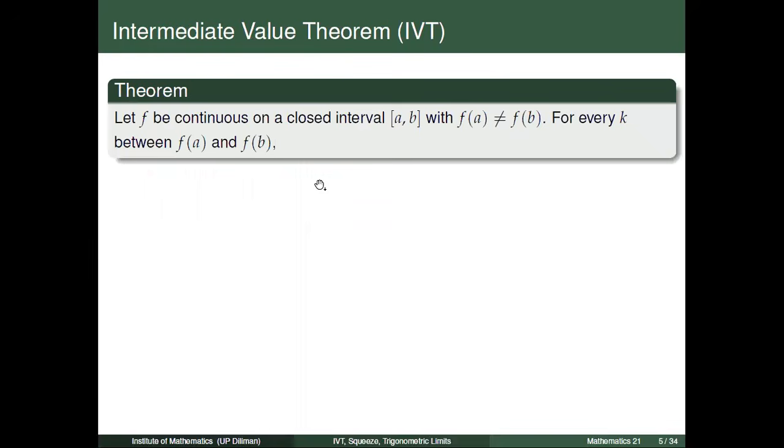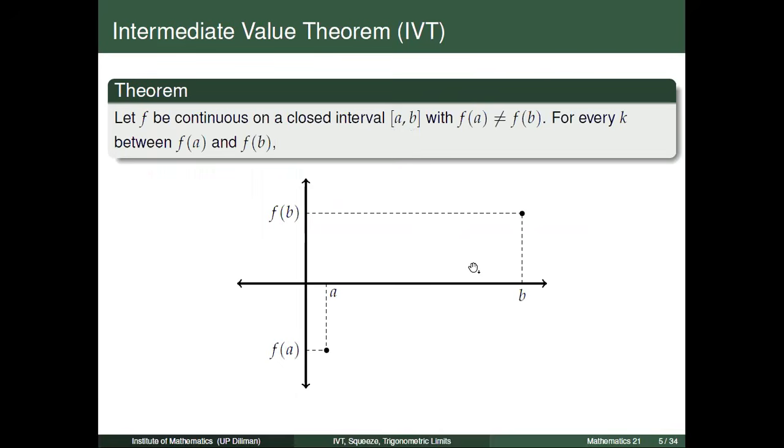Suppose f is continuous on the closed interval [a, b]. This means that its graph is connected from the point where x equals a to the point where x equals b. And suppose that f of a is not equal to f of b. Let's illustrate this. Now, suppose further that k is a value that's between f of a and f of b. And consider the line with equation y equals k.